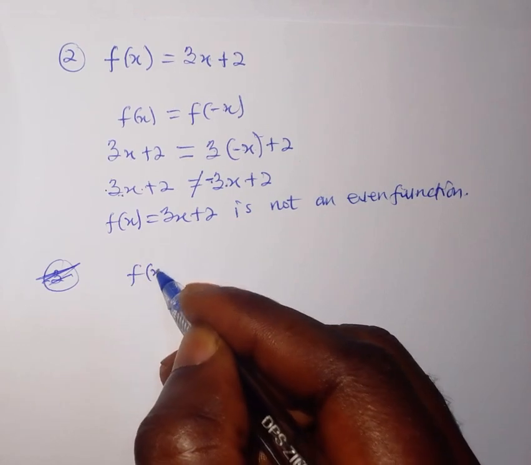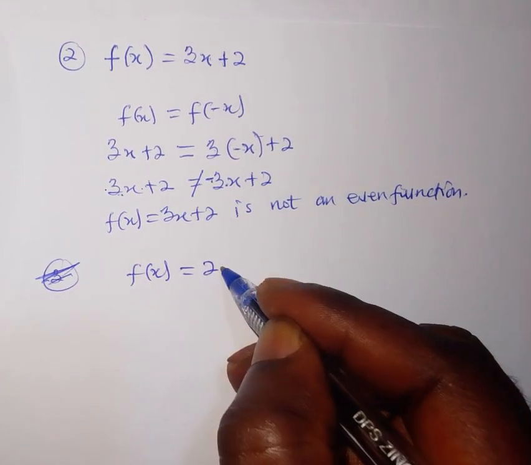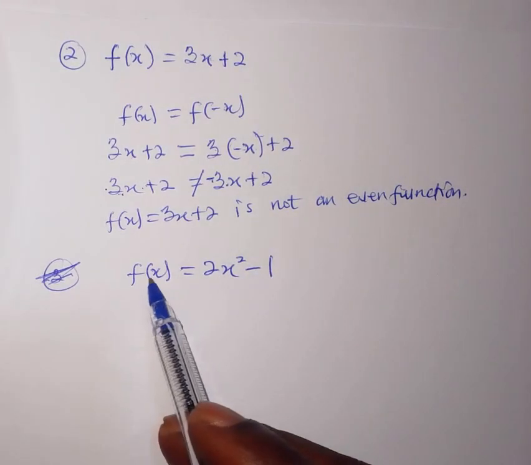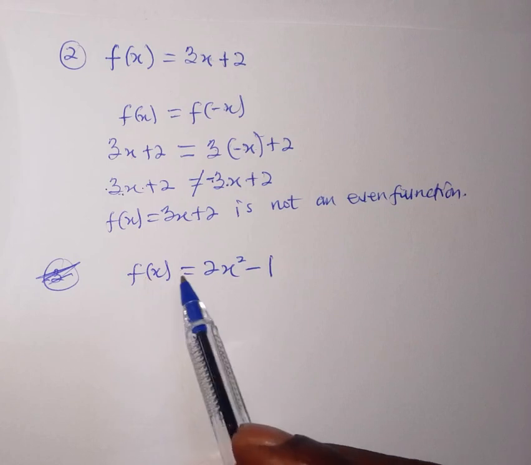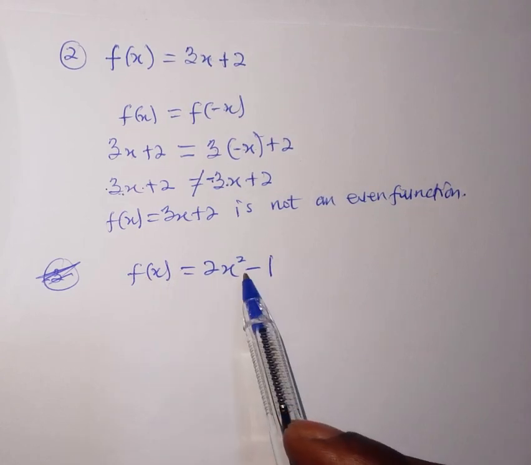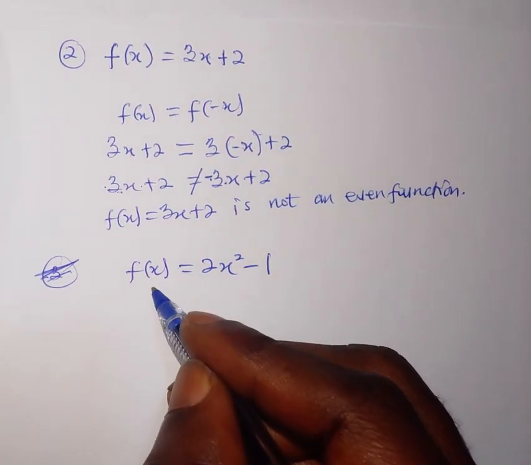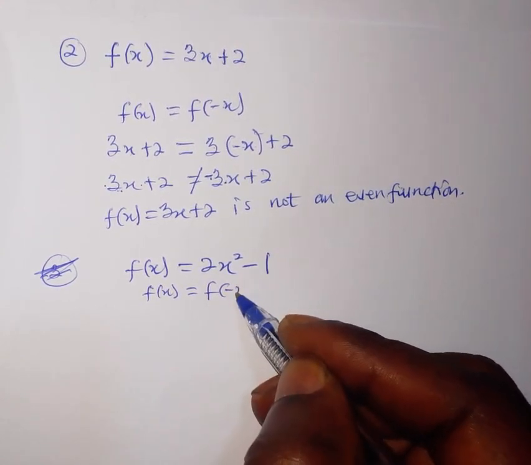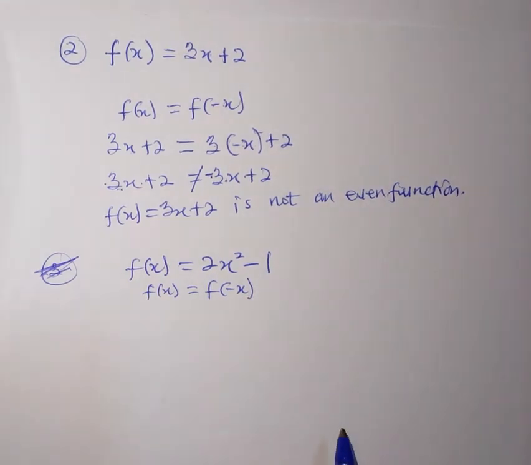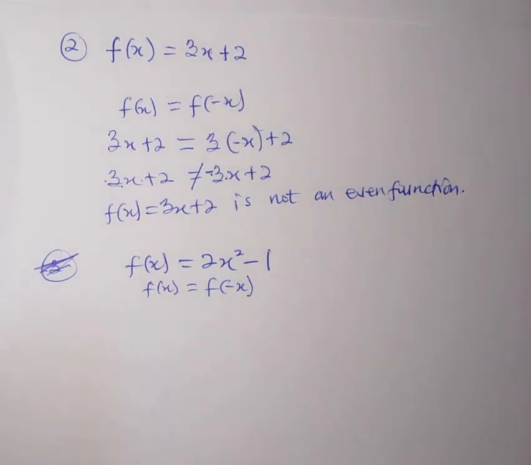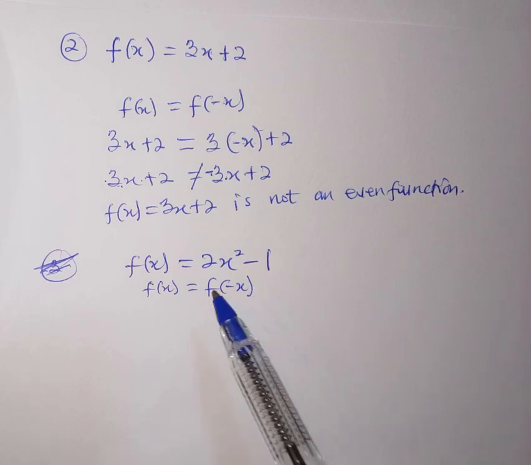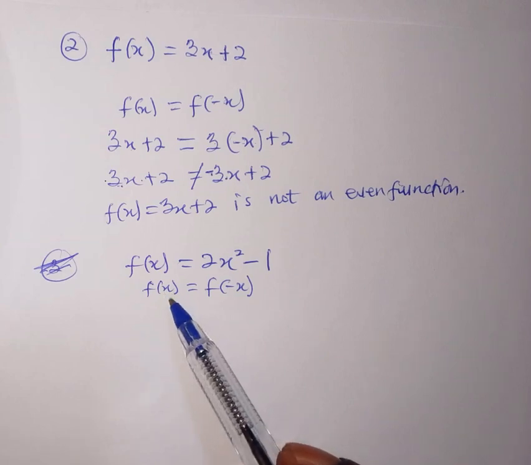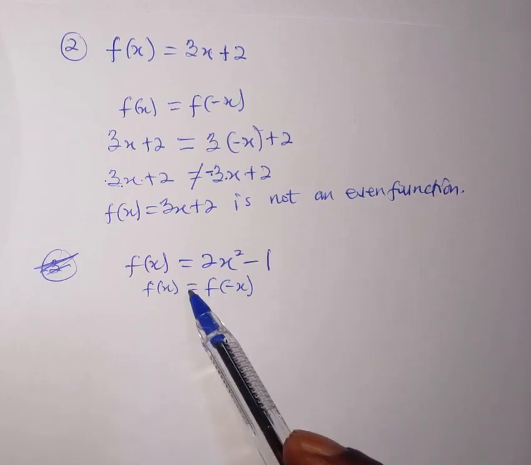f at x is equal to 2x squared minus 1. So when we tested for this one, we realized that it was what? An even function, because at the end of the day, we saw that f at x was equal to f at negative x. This was the first example. Okay, and I'm saying that we can also use numbers to test. By representing x, we can represent x by what? Numbers.